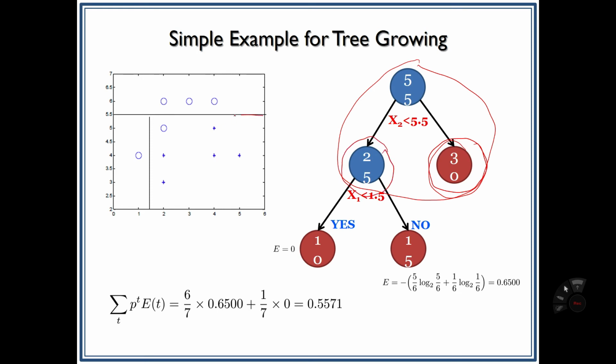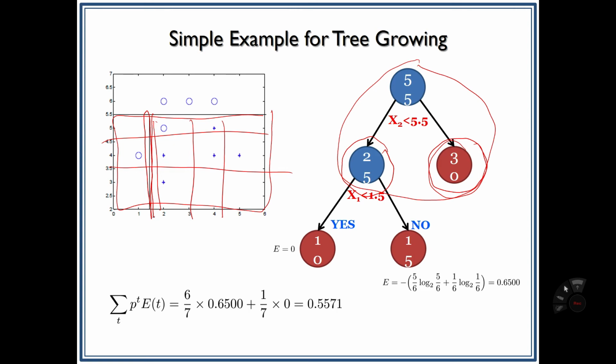So we consider this part only. Then how many splits are possible? 1, 2, 3, 4, 5. For all of the 5 splits, we compute the weighted information entropy. So for example, if we split by this line, then the rule becomes this one. Is x1 less than 1.5? If yes, it goes this direction.